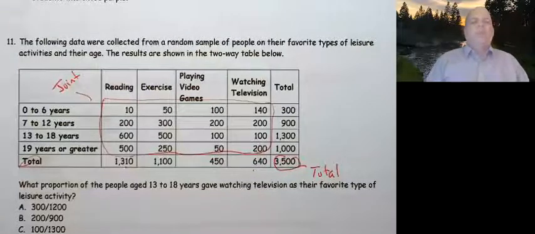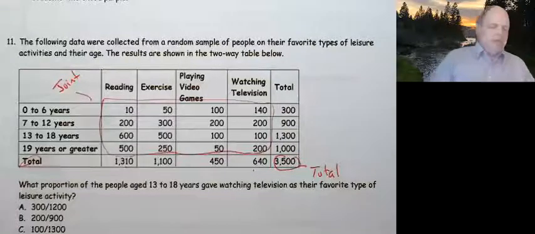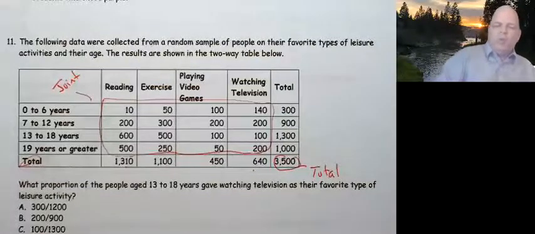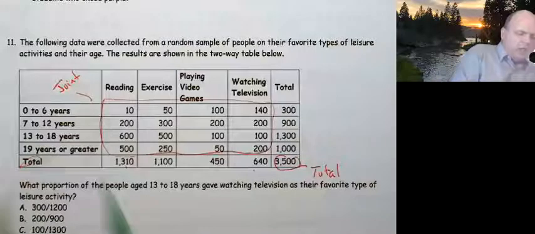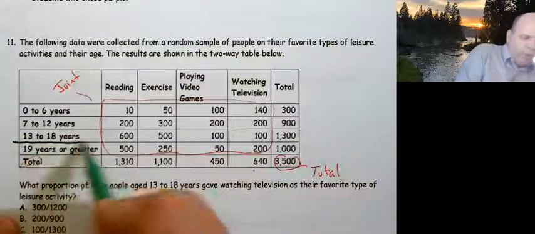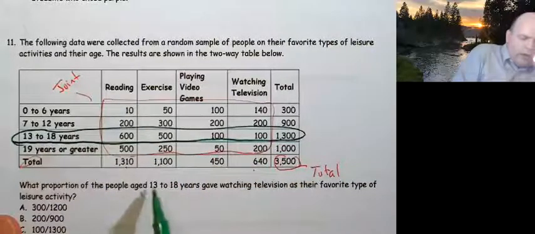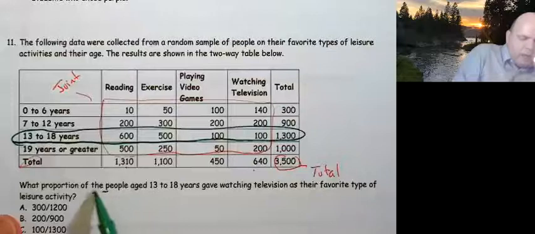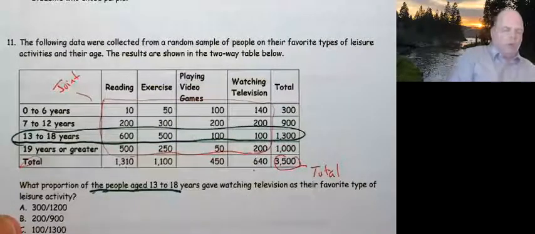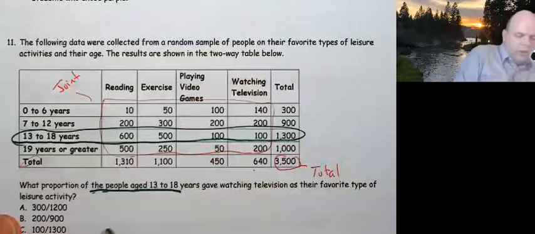So it says, what proportion of people aged 13 to 18 gave watching TV as their favorite type of leisure activity? So what they're saying is, we want to focus only on the 13 to 18-year-olds. So I'm only focusing on this group. I know this says what proportion of the people. So the proportion of those. So they're telling me they're given 13 to 18. So this is going to be my denominator.